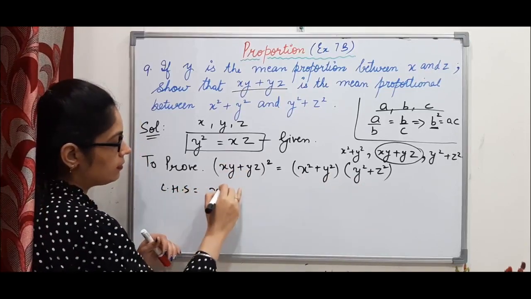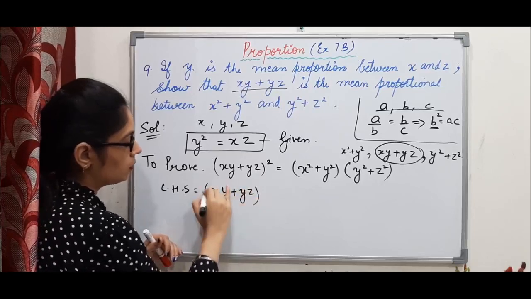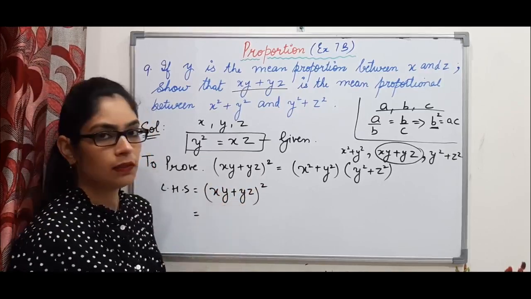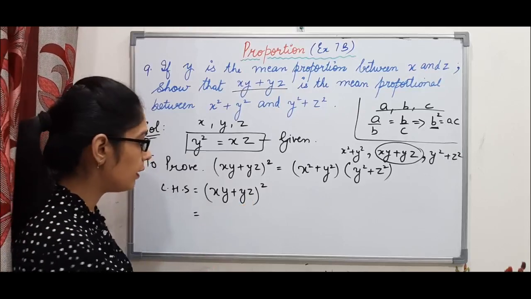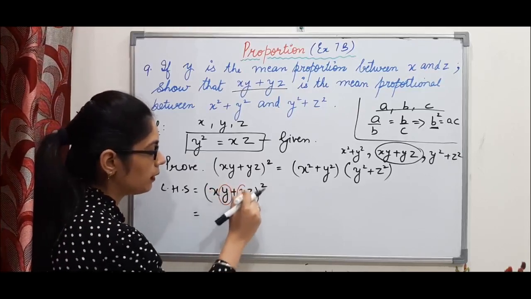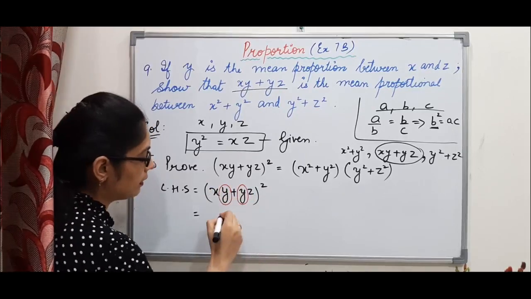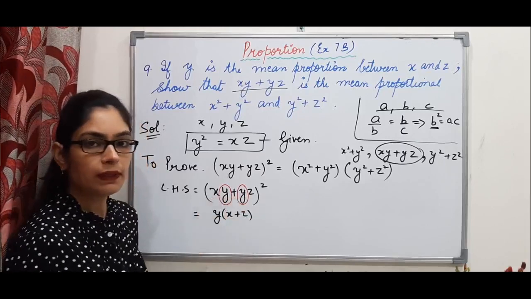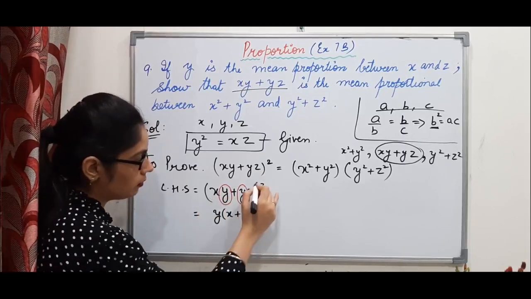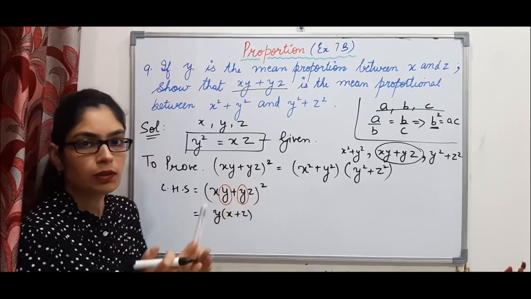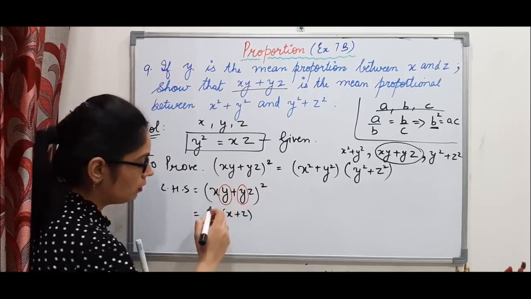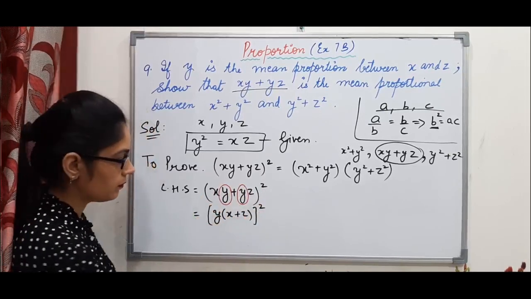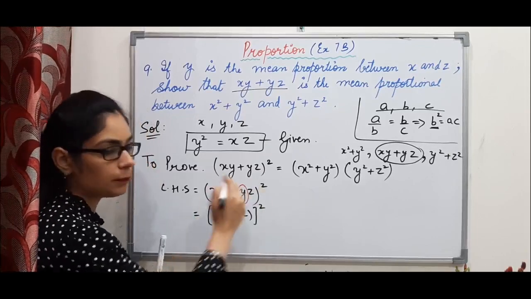So it's given, xy plus yz whole square. First thing we can see, if anything is common, we can take it out. Here we can see this y is present in both, so I'll take it out: y times x plus z, the remaining terms as they are. See, this square is there, whole square. This is with y also, because we are taking it out from inside the bracket. So I will write whole square, because this square is with all the terms inside the bracket.